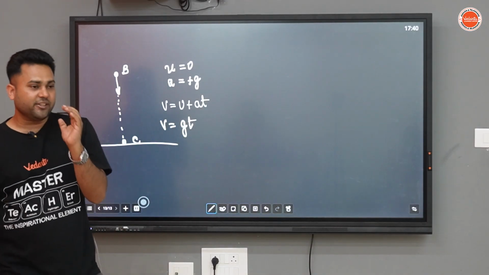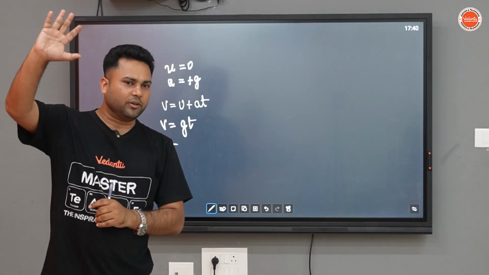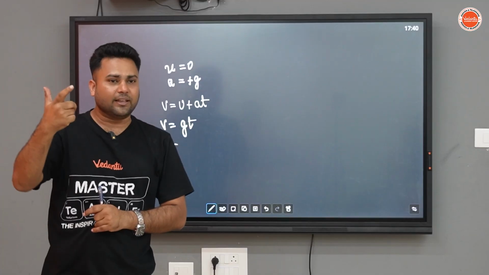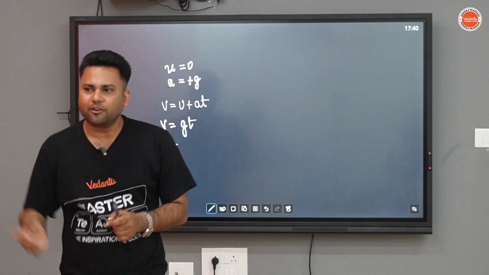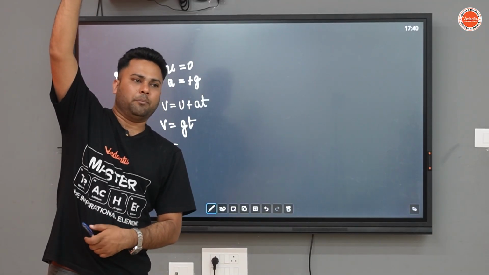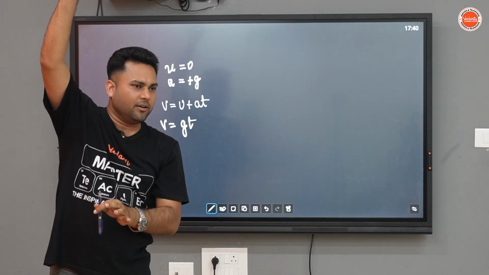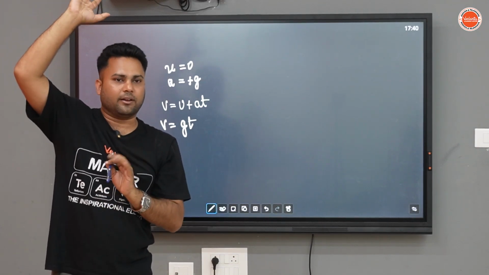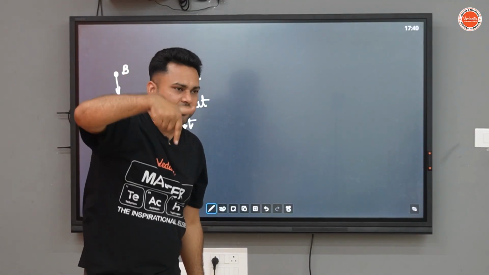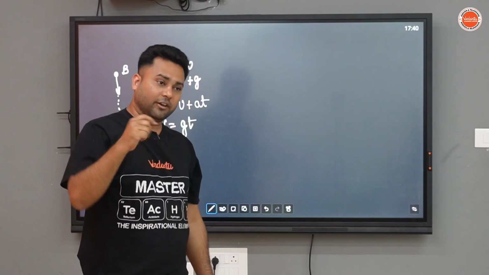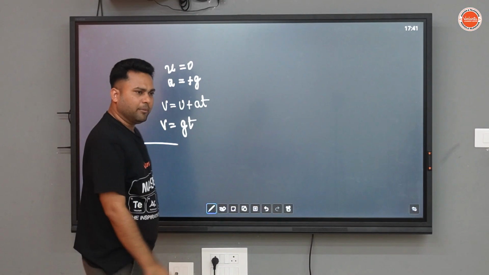Correct? So first select the direction of motion. Along the direction of motion, everything you take positive. If anything is against the direction of motion, you take it negative. Like you are throwing the ball up, direction of motion is up. But g is down, g is always down. So this is against the direction of motion, so g will be negative. But now from the top, the ball is coming down. So direction of motion is down, g is also down, so it will be plus g. Okay. Now next, tomorrow I will complete this chapter.